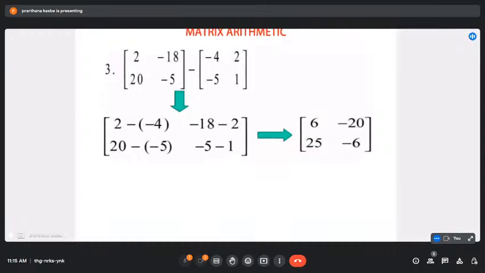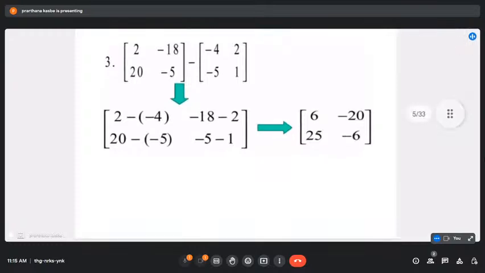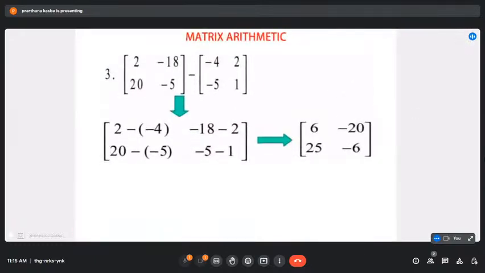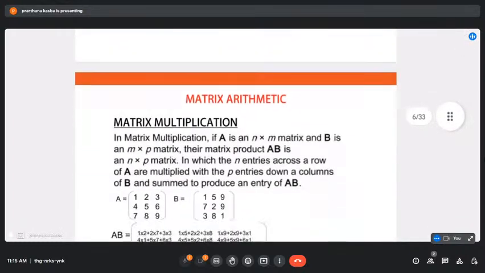So here minus minus plus 2 + 4 is 6, minus minus plus 18 + 2 is 20 but -20. Here the minus plus 20 + 5 is 25 and minus plus 5 + 1 is -6, the symbol of greater number. So this type you can subtract the matrix. म्हणजे तुम्ही मॅट्रिक्सचं सबस्ट्रॅक्शन अशा पद्धतीने करू शकता.